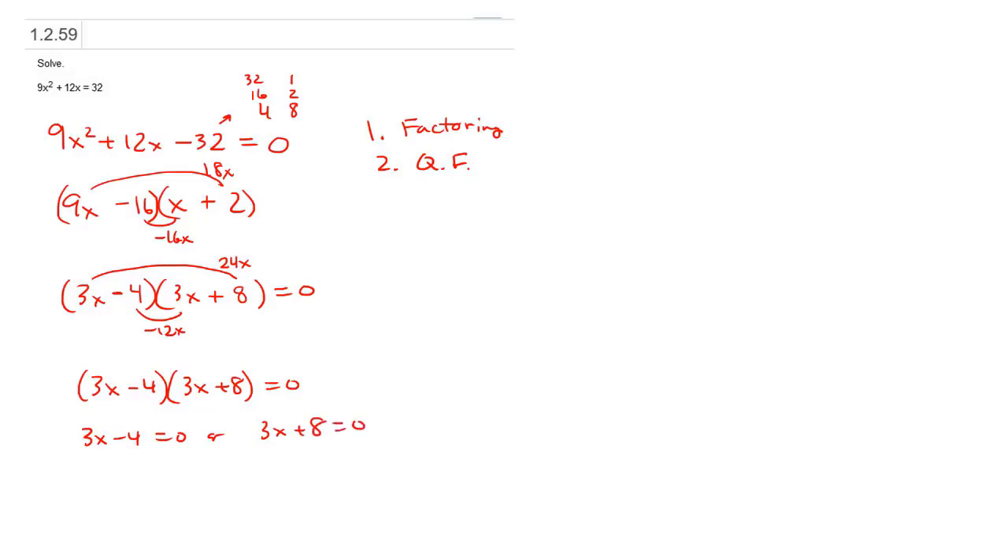And I'm going to add 4 divided by 3. So I have 4/3 as an answer. I'm going to subtract 8 divided by 3, and I got that one. So there's my two answers. As you put it in, put 4/3 comma negative 8/3, and you're good to go.